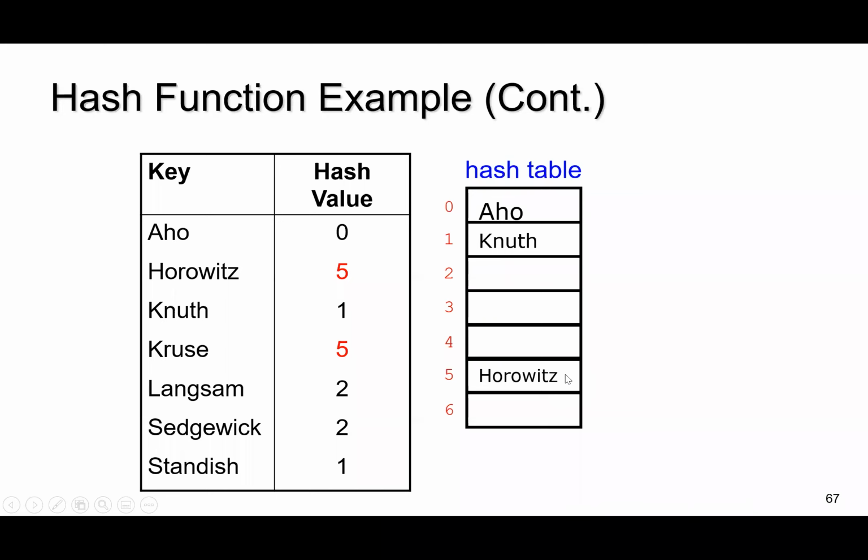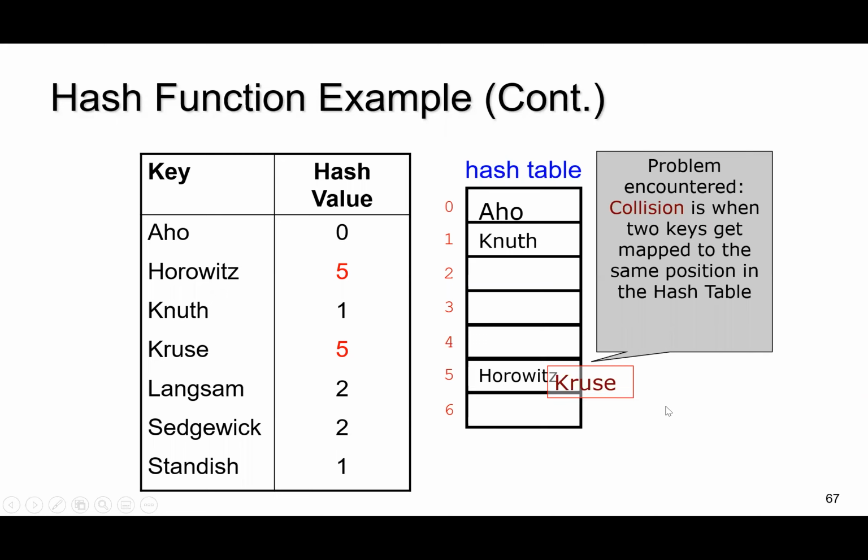And then Nov, index 1, Cruz. Now when it comes to Cruz, you see it's also index 5, right? This is what is collision, when you have more than one key map to the same index in your hash table. So how do I store Cruz? I have already stored Horowitz here. So this is what we call a collision.